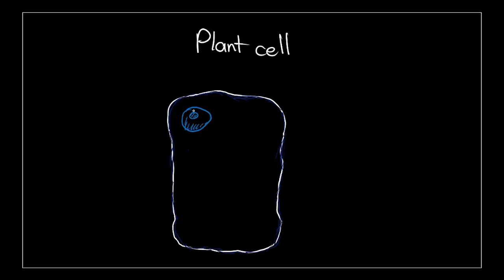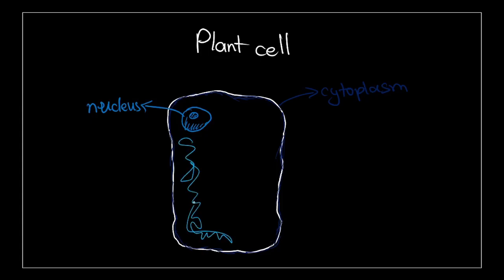And again, just to clarify, the nucleus controls what the cell does. It contains the instructions to make new cells. So that's the nucleus. And again, just like the animal cell, it also has cytoplasm, which again is a jelly-like substance where chemical reactions go on inside of that cytoplasm that keeps the cell alive. Now, unlike the animal cell, it has a cell wall.